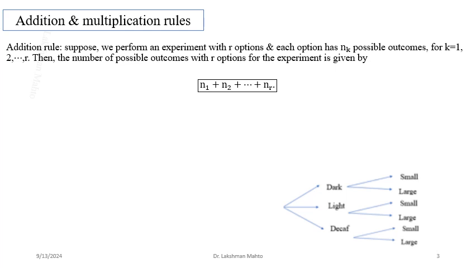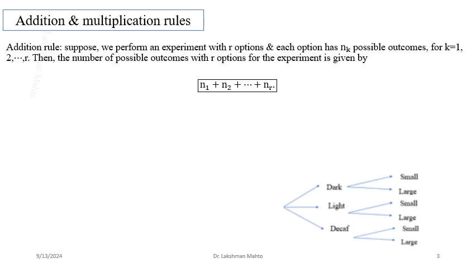If you are performing an experiment in R options, you can go for any one option. So what would be the number of possible ways to fulfill that experiment? Each option has nk possible outcomes. So what would be the desired number? N1 plus N2 plus N3, up to NR. Simple addition rule. If you are completing an experiment in R options, and each option has various ways of outcome, then you are performing that in a summation approach.